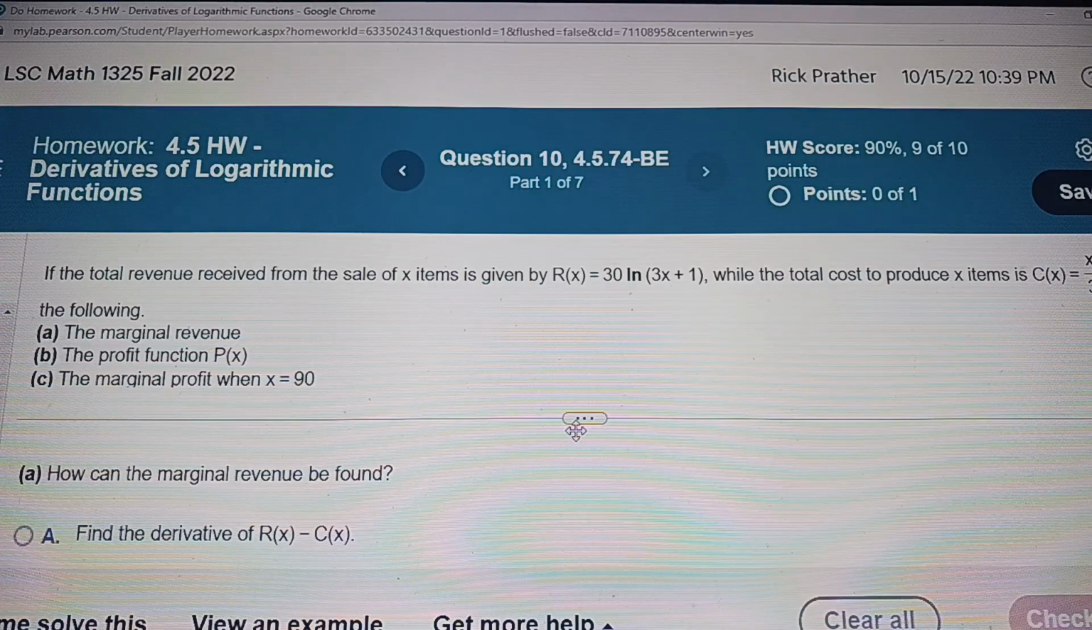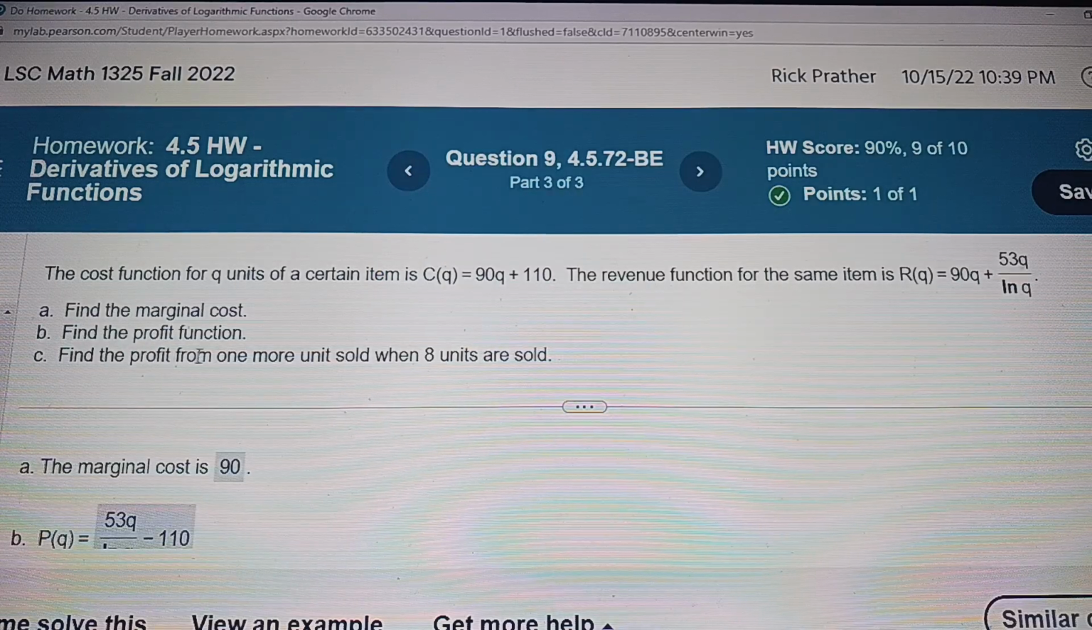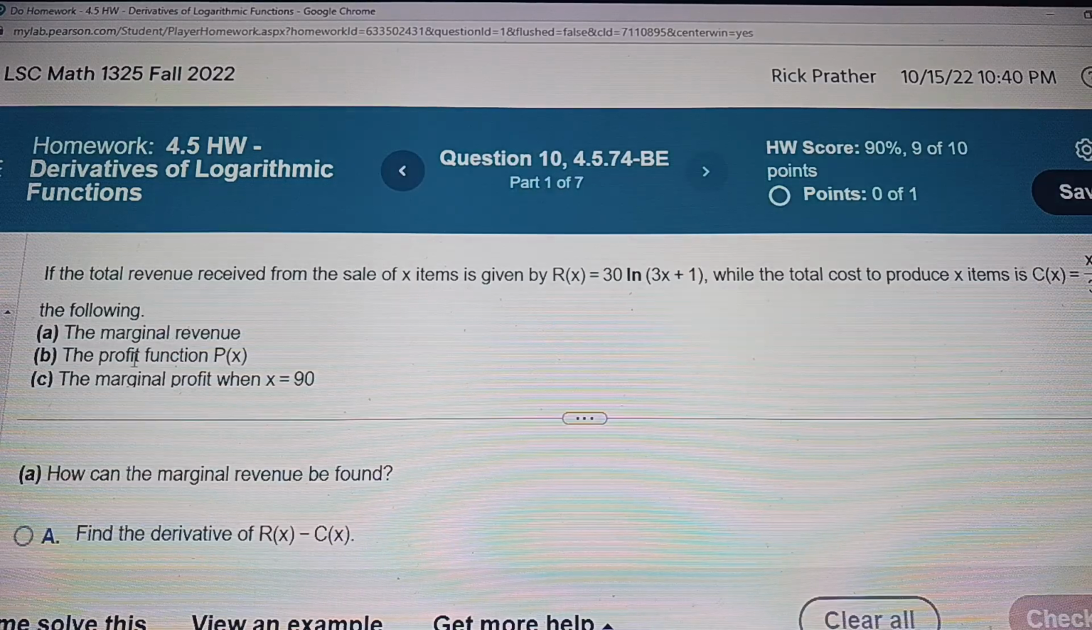Okay, so finally, this is similar. They want marginal revenue. They want the regular profit function. And then notice it does say marginal profit. So really, this part C is the same thing as that part C, just worded differently. But those both mean the same thing. So this makes it a little easier to understand. Marginal revenue, marginal profit, those are both derivatives, but part B is just a regular profit.